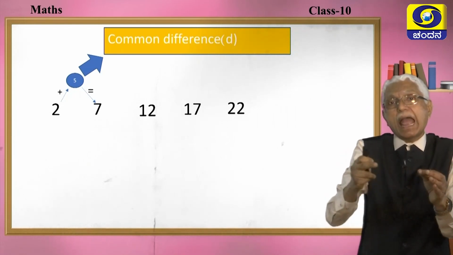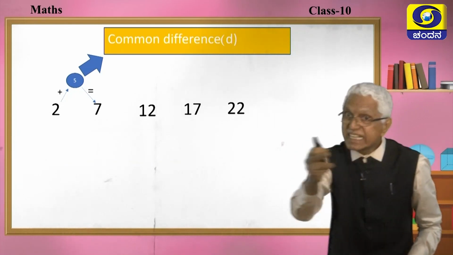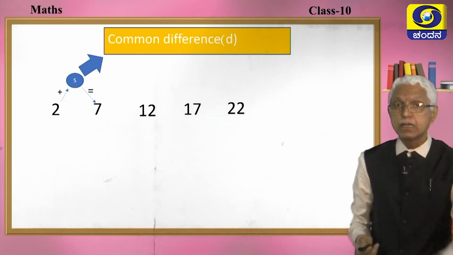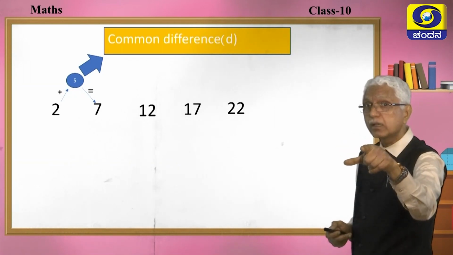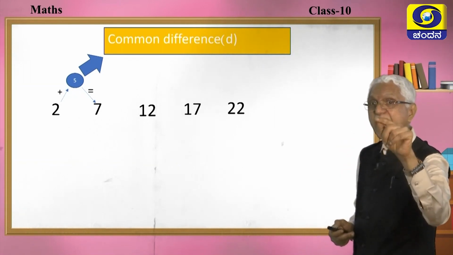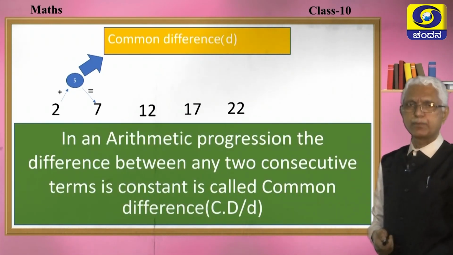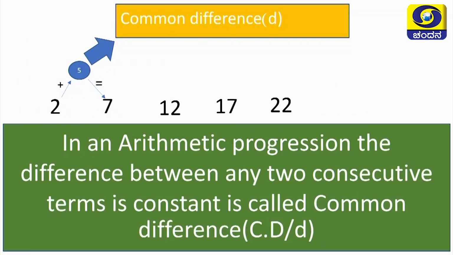So, we went on adding that common difference to get this list of numbers 2, 7, 12, 17, 22. Hence, this is called, what do we call it? It is called an arithmetic progression. So, once again, this is another way of defining an arithmetic progression. In an arithmetic progression, the difference between any two consecutive terms is constant, and that constant is called the common difference, and it is denoted by the symbol D, small letter D.